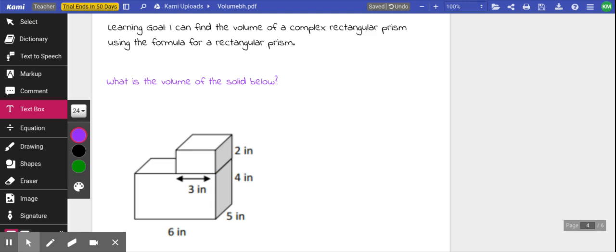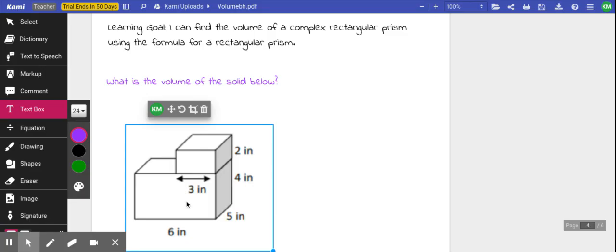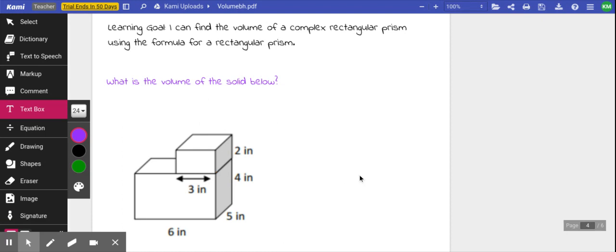Welcome back, mathematicians. Today we're going to be moving on with a more complex understanding of volume. Today we're going to be looking at what's called composite shapes. Now, composite shapes are shapes that have two or more put together to form one shape, as you see in this picture right here that I have my mouse over. You'll see that there are two shapes there and it forms one whole shape. And we're going to be able to find the volume of that one whole shape.